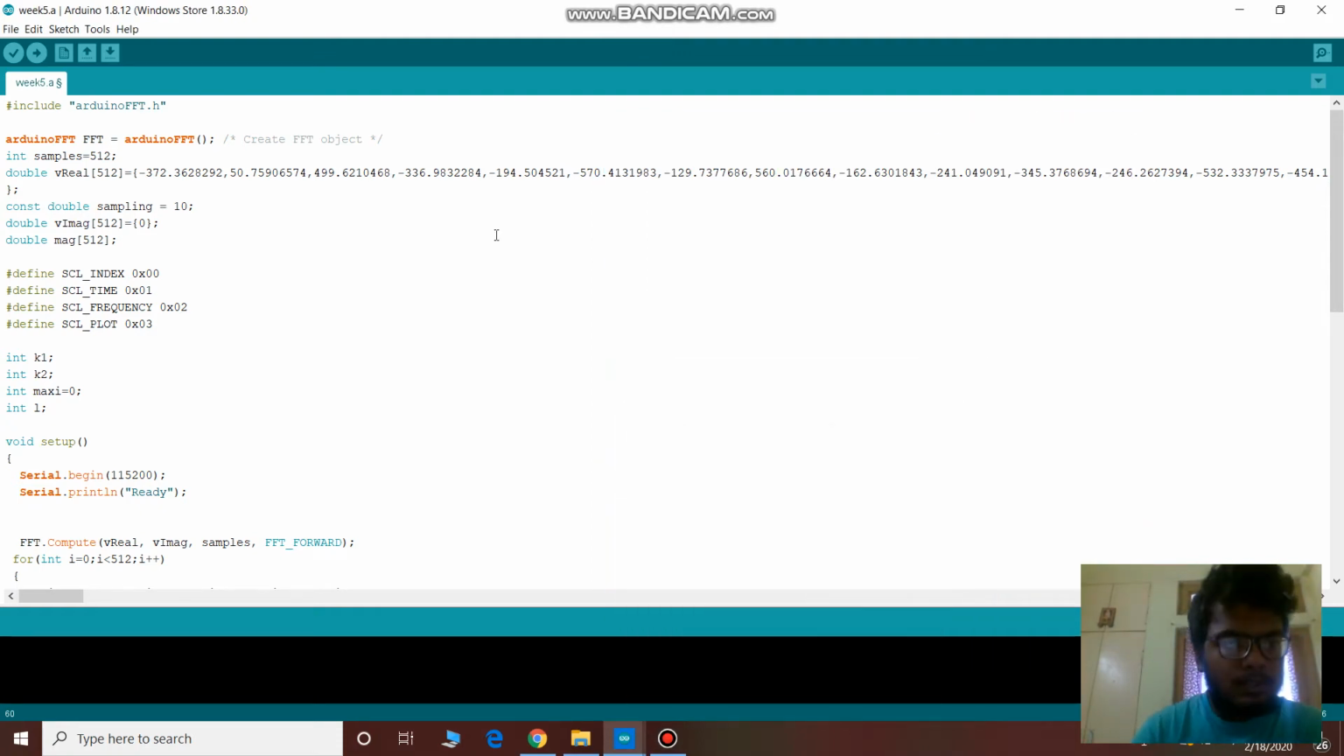Hey guys, so this week we are going to look at the FFT algorithm. FFT is an algorithm which is used to compute the DFT. So we'll be calculating the DFT with the help of FFT. For that we have to first import the libraries and packages for the FFT.